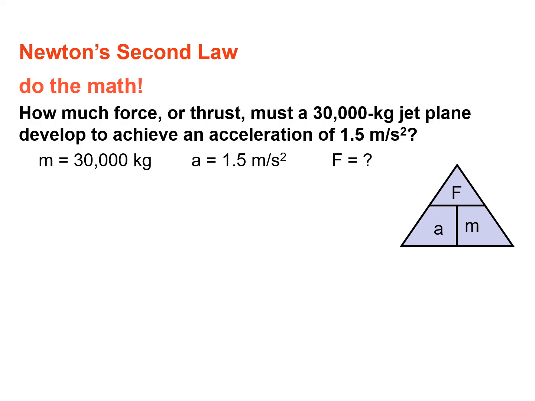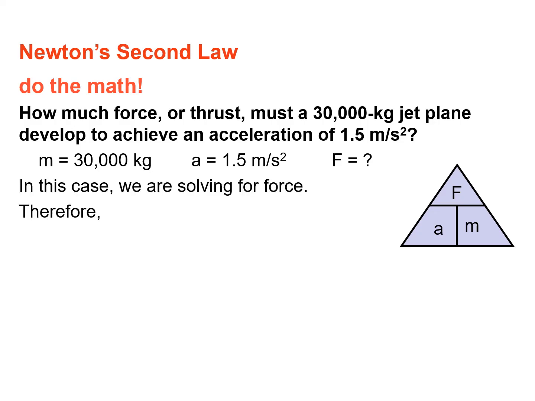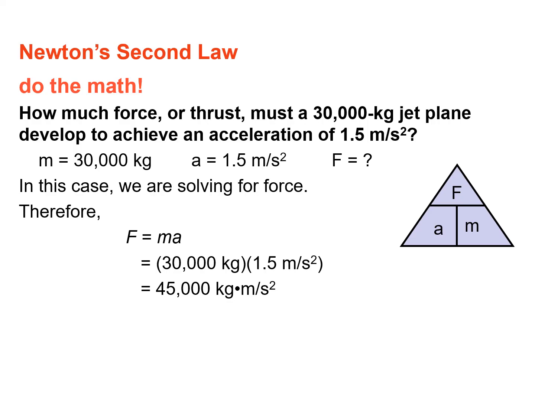If we take the F out of the equation of the triangle and put our thumb over it, we see A beside M. We can write that in any order. It's traditional to write M times A because the units then will become kilogram meter per second squared. So F equals M times A equals 30,000 kilograms times 1.5 meters per second squared. That equals 45,000 kilogram meters per second squared, or we could change that to 45,000 newtons, and that would be our final answer.